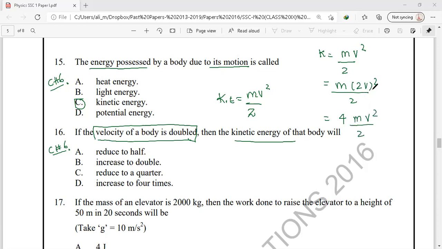We take the square of this 2 and the square of this velocity. So in kinetic energy, we have another factor, that is 4, and this is the same energy as we have started. So by increasing the velocity by 2 times, the kinetic energy of that body will increase to 4 times. So the correct option for this question number 16 is option D.